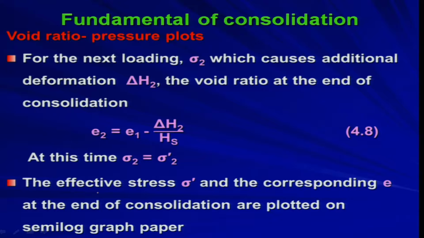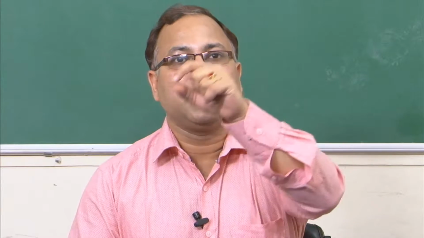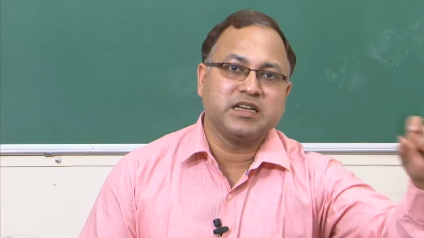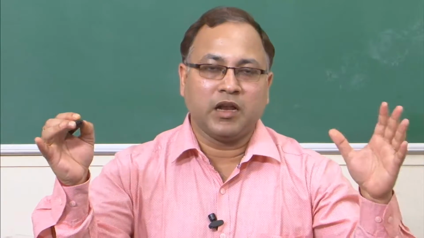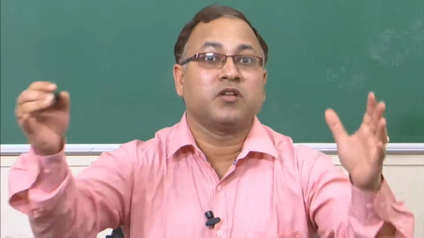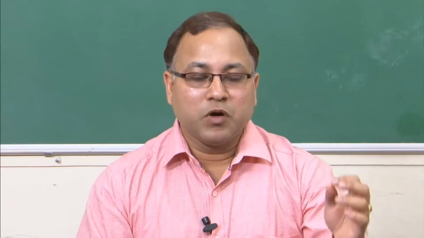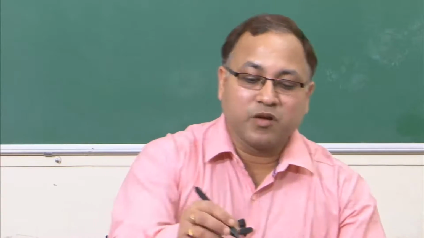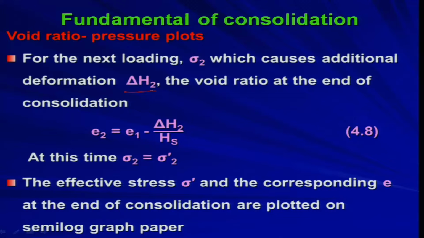Now, the next loading sigma 2 causes additional deformation delta H2. Initially you have some parameters, now you have applied sigma 1 and you have observed some change in height as delta H1, and because of that you have got the change in void ratio as delta e1. Then you have allowed t equal to infinity, say 24 hours or whatever, and then you go for the next increment of load, sigma 2. Because of that you are observing some change in height, delta H2.